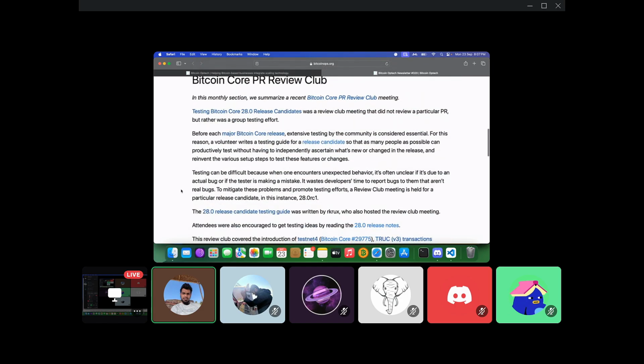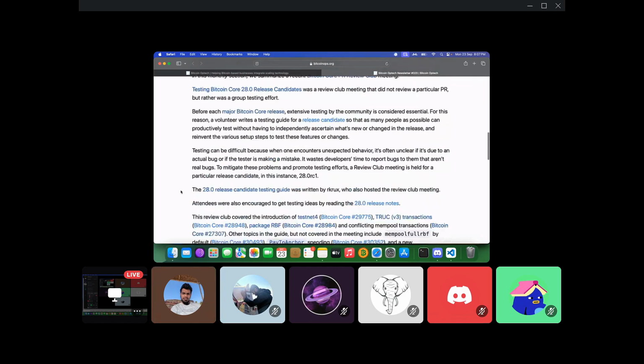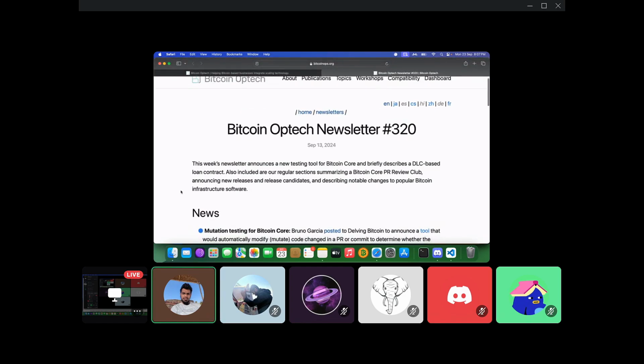This is pretty, I won't say detailed, but a lot of new features have been added, so we can discuss them, and it might probably take an hour. So we will start with this, but before that, I will go through the preface of the newsletter. This week's newsletter announces a new testing tool for Bitcoin Core and briefly describes a DLC-based loan contract. Also included are our regular sections summarizing a Bitcoin Core PR review club, announcing new releases and release candidates, and describing notable changes to popular Bitcoin infrastructure software.